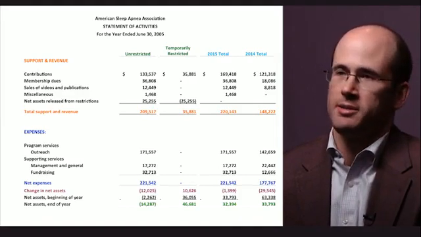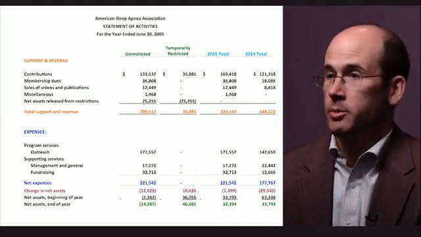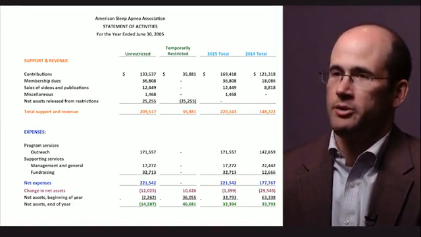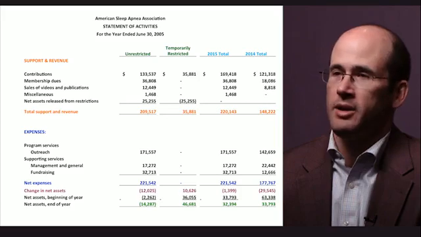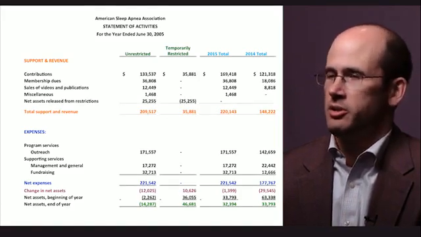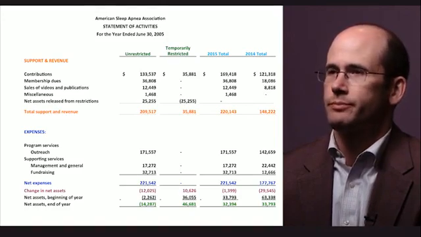That change in net assets is then reconciled at the bottom of this schedule to show how net assets started the year at $33,000 and how they ended the year at $32,000. And that'll agree back to the balance sheet, which we'll see momentarily.